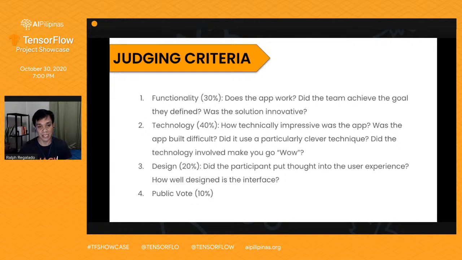So what's the judging criteria for this showcase? First is functionality. Does your app work, and were you able to achieve the goal that you defined? Is the solution innovative and creative? In terms of technology, how technically impressive was the application? Is it difficult to build? Did you use clever techniques or technologies to give your application a wow factor? In terms of design, did you put thought into the user experience and how you design the interface itself? And for number four, 10% would be based on the public vote. This is in total 100%.